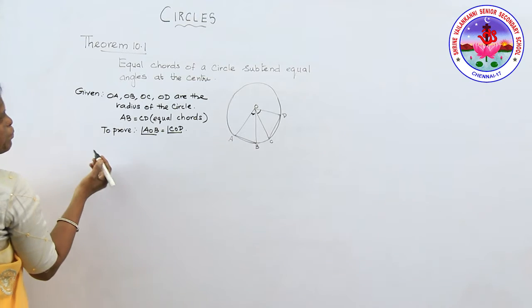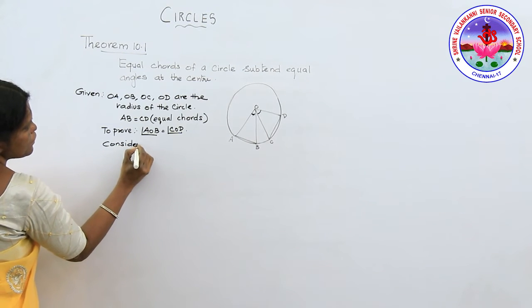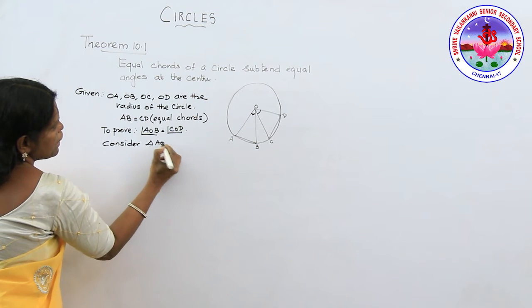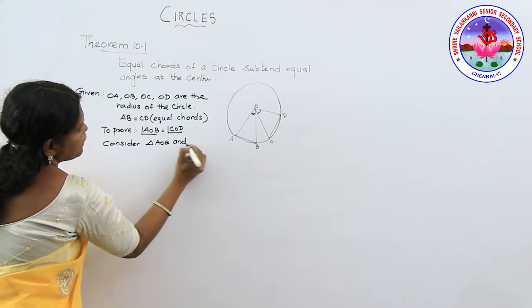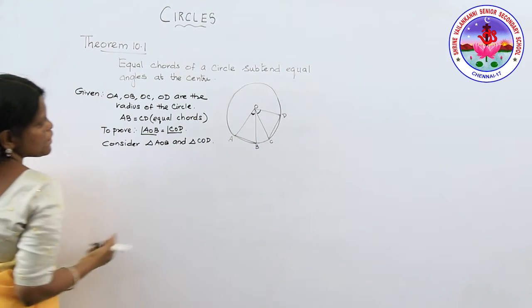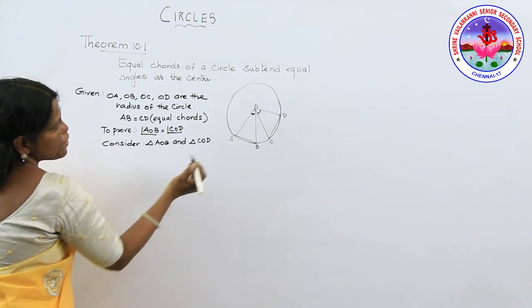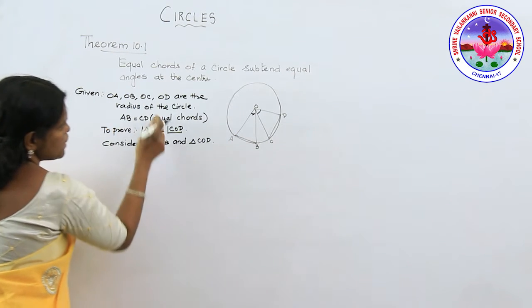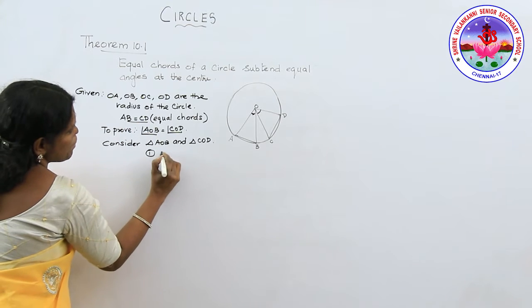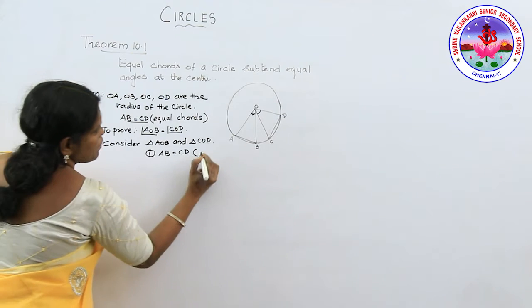Now coming to the proof, I am writing: consider triangle AOB and triangle COD. In these two triangles, I should see whether the sides or any other related angles are equal. I find that AB is equal to CD, as it is given here. So my first point is AB is equal to CD. It is given.